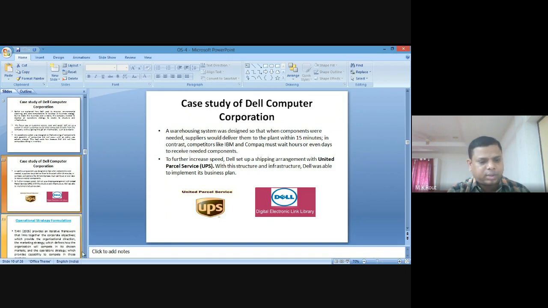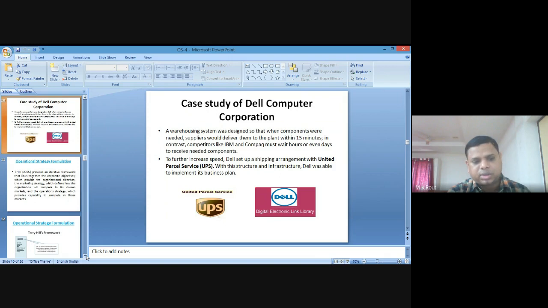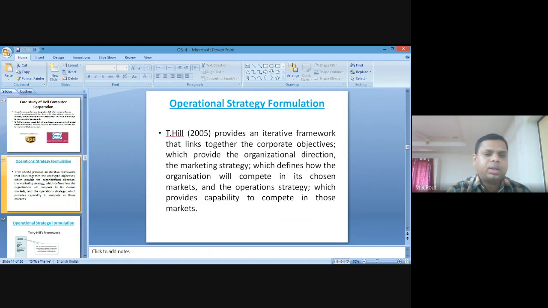Moving to the next part, in the case of operation strategy, especially with reference to service and product, you have to know how the operation strategy should be formulated or how the model should be formulated. In the year 2005, Terry Hill provided an iterative framework that links together the corporate objectives, which provide organizational direction; market strategy, which defines how the organization will compete in the chosen market; and operational strategy, which provides the capability to compete in those markets.